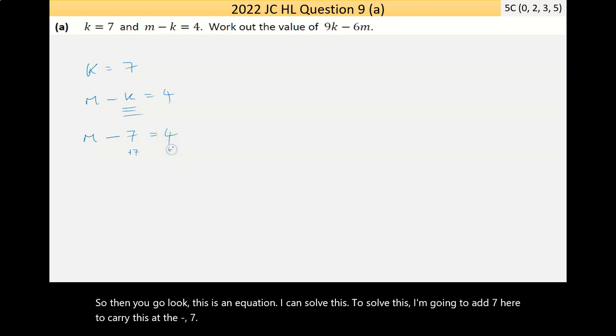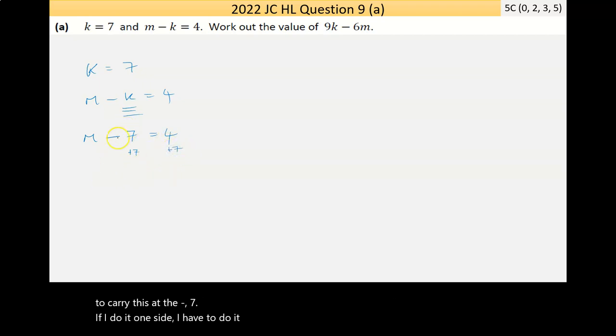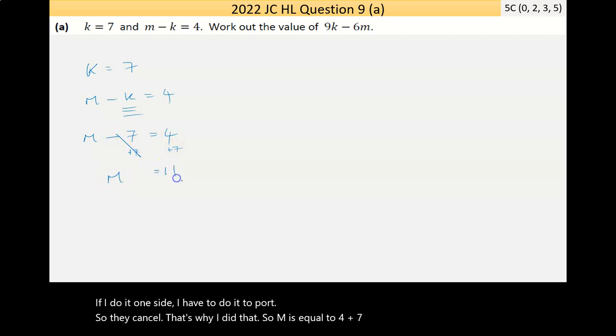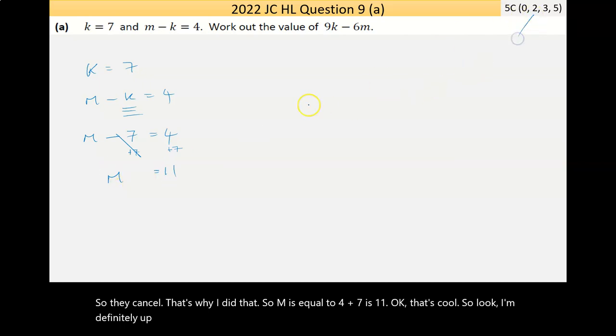If I do it to one side, I have to do it to both. So they cancel. That's why I did that. So m is equal to 4 plus 7, which is 11. Okay, that's cool. So look, I'm definitely up here on the low partial for sure.